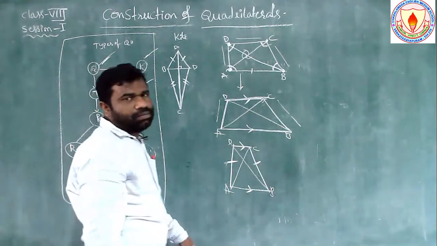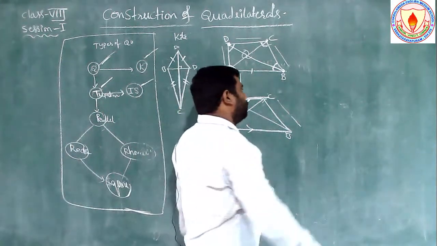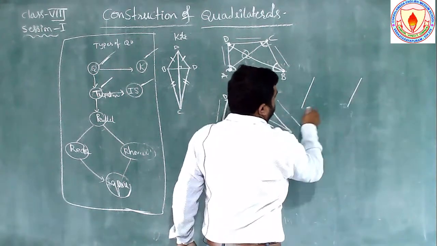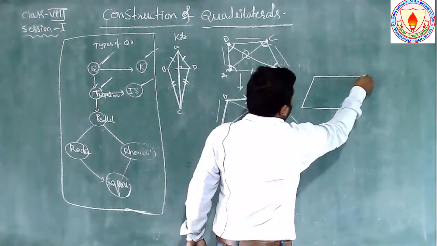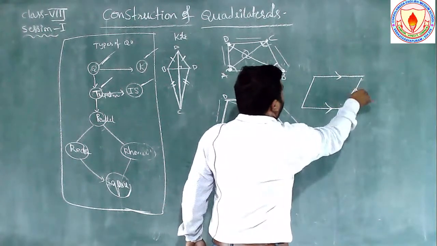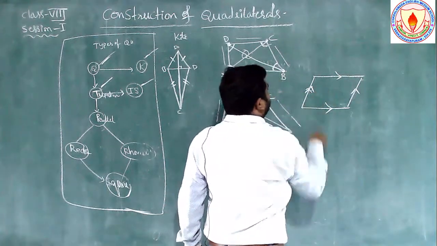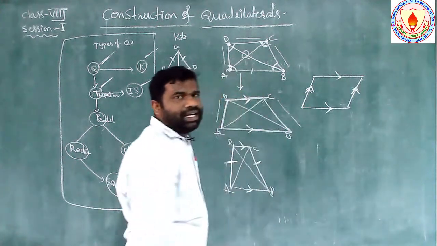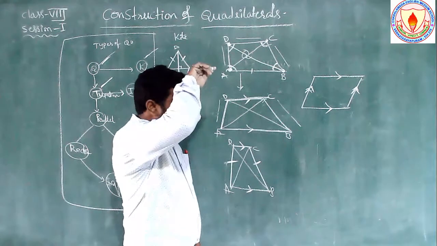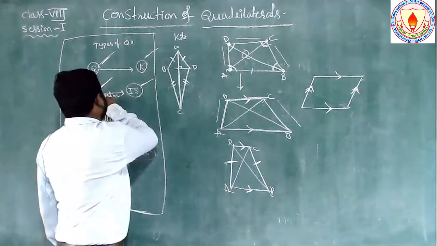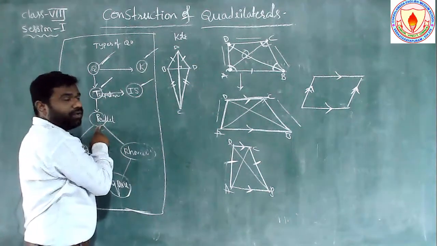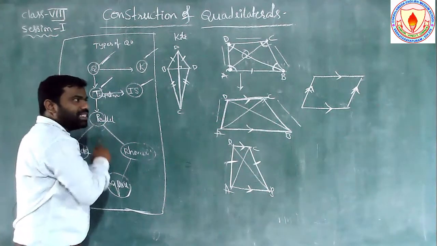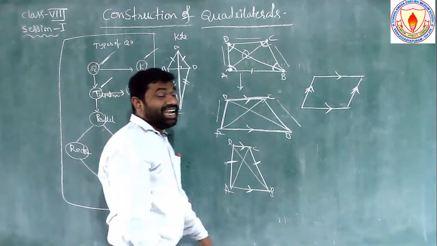Right now, parallelogram. In a quadrilateral, two pairs of opposite sides are parallel and equal.